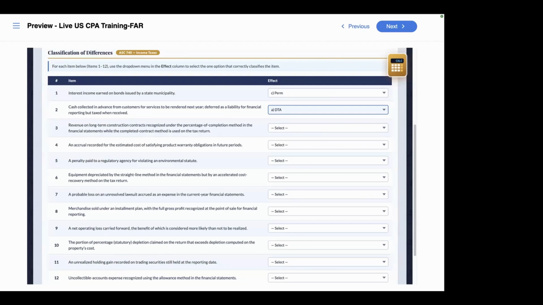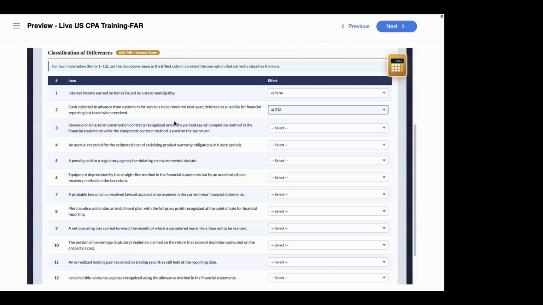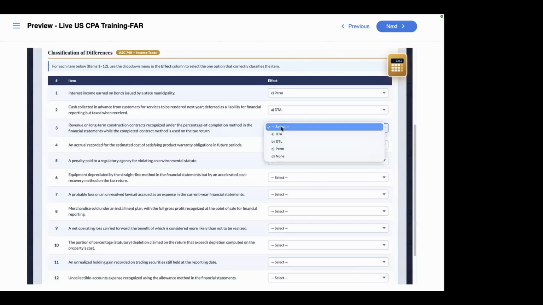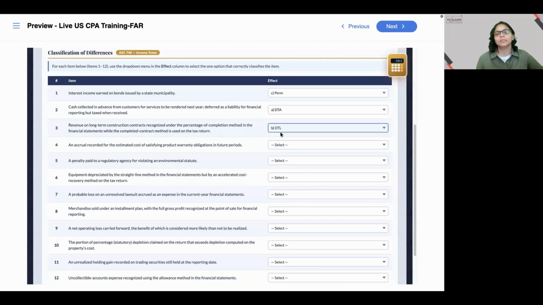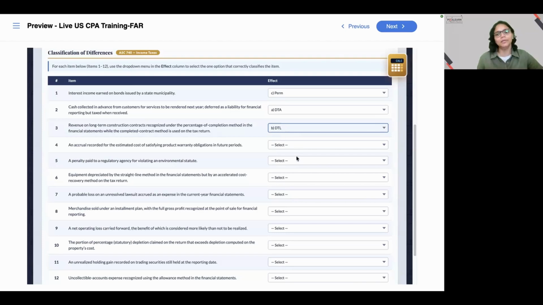Next, Mitali. Revenue on long-term construction contracts recognized under the POC in the financial statements, while the completed contract method is used on the tax return. What will it create? It will increase our book income, right? What will be the answer? So if our book income is more, then it will create a DTL. Is this clear? Yes, ma'am. Book income is more, tax income is less, DTL. Is that clear? Yes, ma'am.